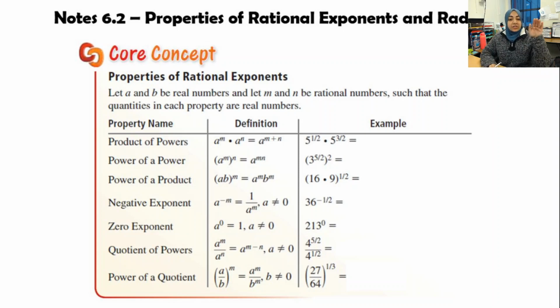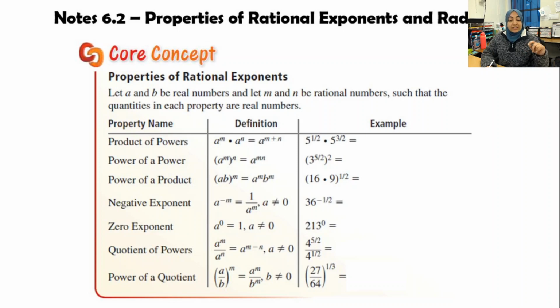So if you take a look right here, this table has different properties of rational exponents, and it's got some examples. So we're going to complete those examples together. Now, I do want to point out that if you are pretty comfortable with the properties of whole number exponents, right? If you know what to do if you have x cubed times x to the 7th, then you're going to feel pretty comfortable here.